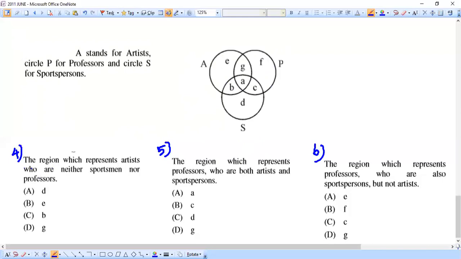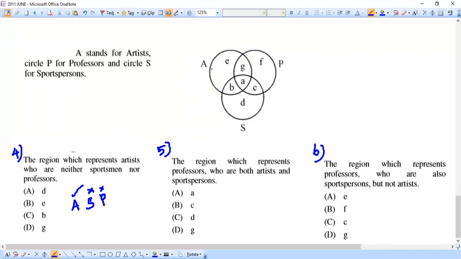Question number 4 says, the region which represents artists who are neither sportsmen nor professors. That is, here we need the region which represents artists, but neither sportsmen nor professors. That is, not a sportsman, not a professor. That is, only artists should be there. Sportsmen and professors, they shouldn't be there. So we should have artists.